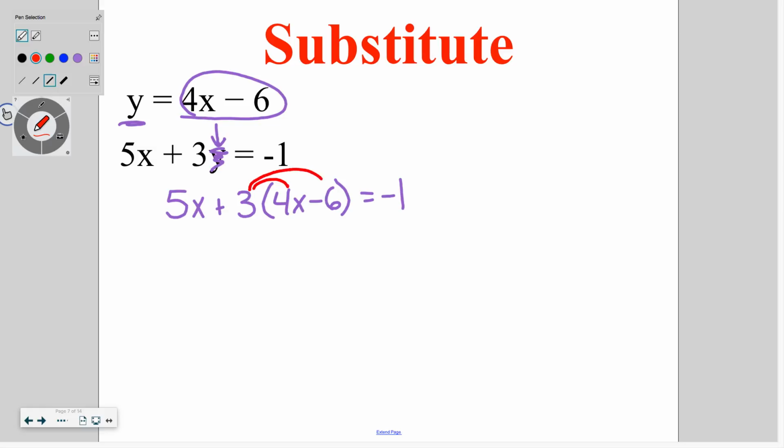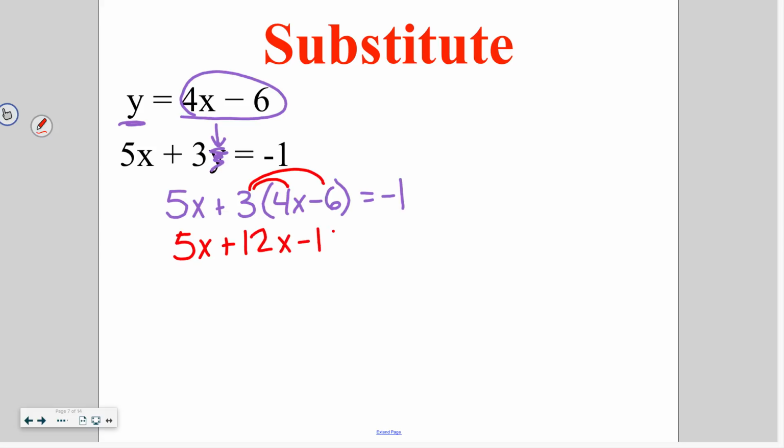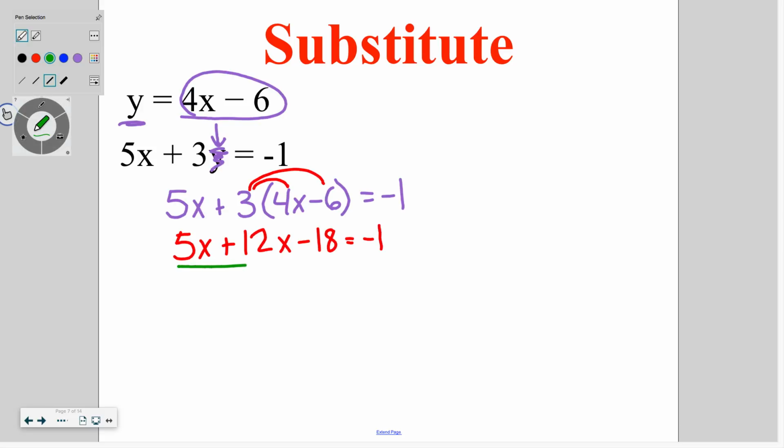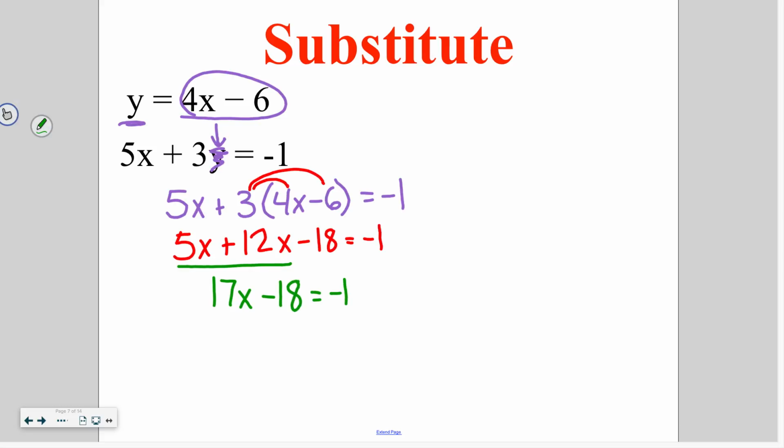We can solve this by using distributive property. So we got 5x plus 12x minus 18 is equal to negative 1. Now, because I have two x's, I've got like terms, which means I can combine those into 17x minus 18 is equal to negative 1.